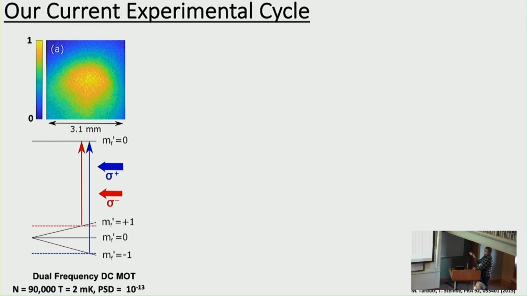So what's the state of the art of YO like a year ago? Okay, so we would trap in a dual frequency MOT proposed by Tarbutt's group, where we put on blue detuned and red detuned beams with the correct polarizations for our given quantization axis to repump all these type 2 transitions.